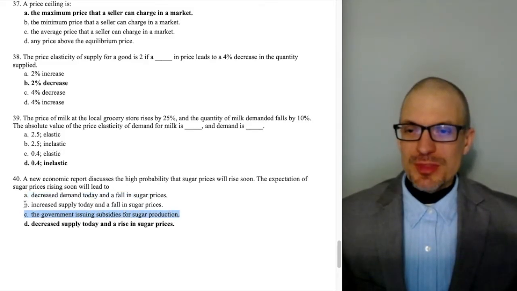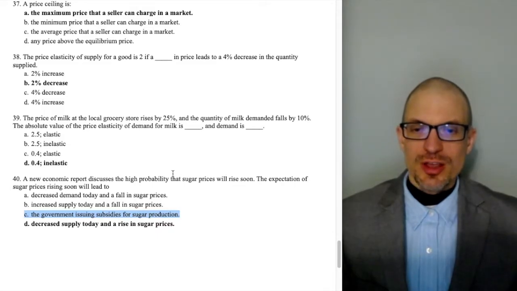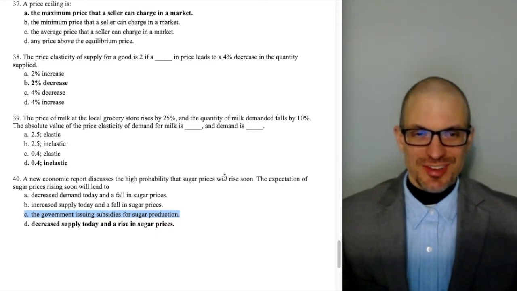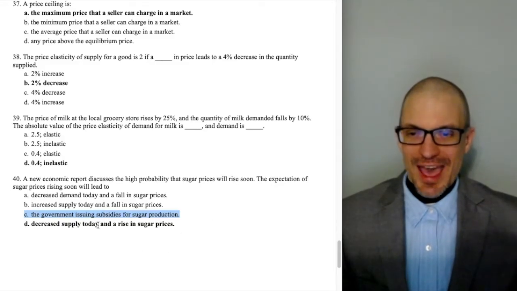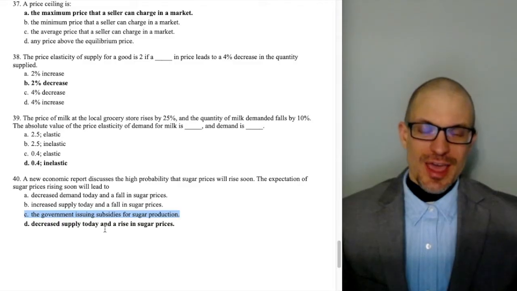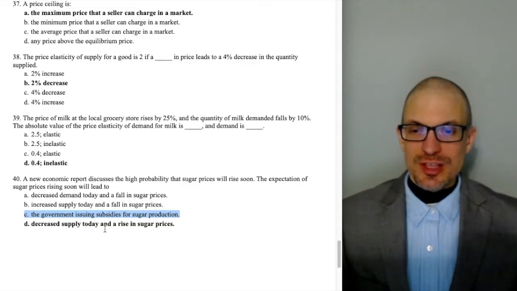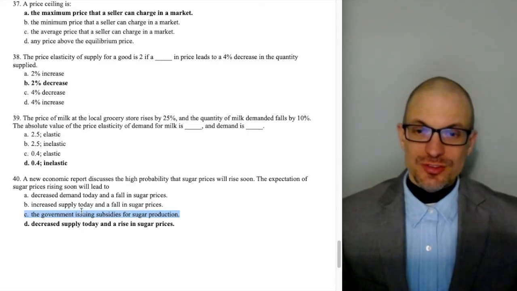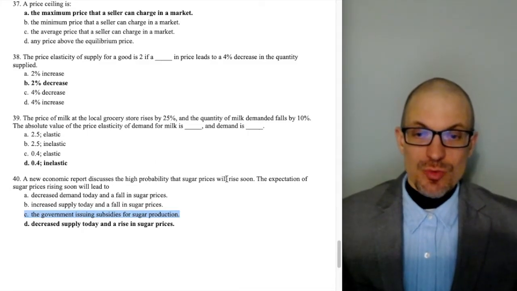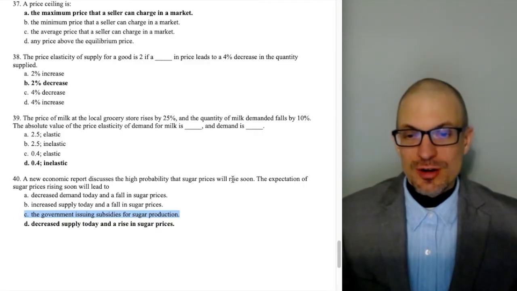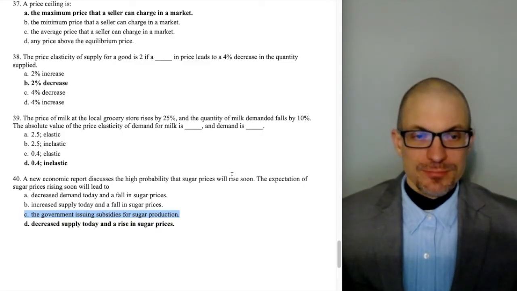Government subsidy, whatever. So an increased supply today and a fall in sugar prices, or decreased supply today and a rise in sugar prices. If we're talking about suppliers, we believe prices are going to rise soon. So why sell today? We'll sell in the future. So we'll get a decrease in supply now, and then, as a result of the decrease in supply, increasing scarcity, sugar prices rise. Then in the future, sugar prices actually rise, and at that point, we'd increase our quantity supplied, right?